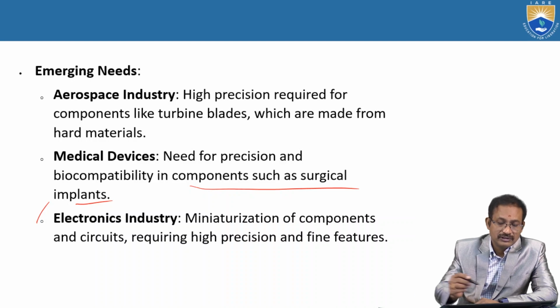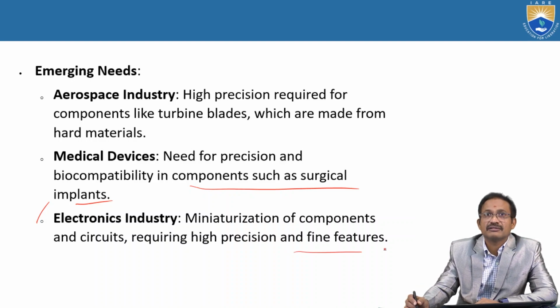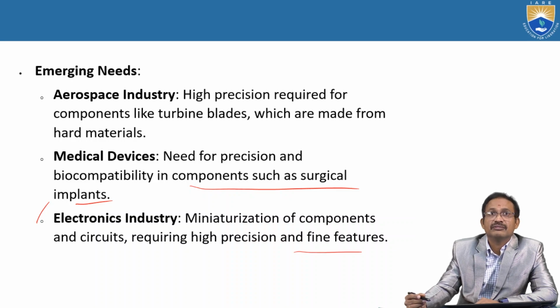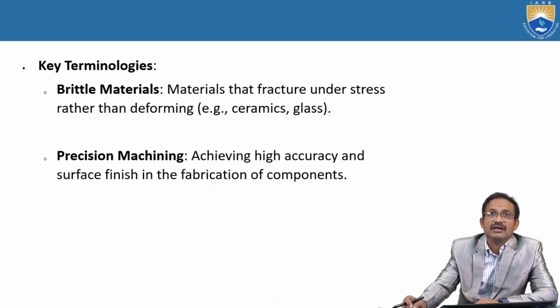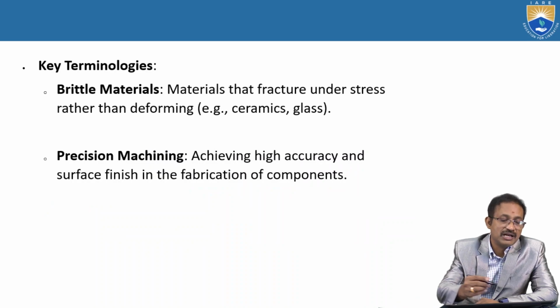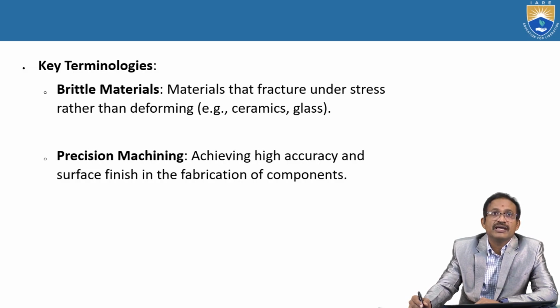Here, when we require high precision and fine features, there also we have to go with the unconventional machining process. Next, key terminologies: brittle materials and precision machining.